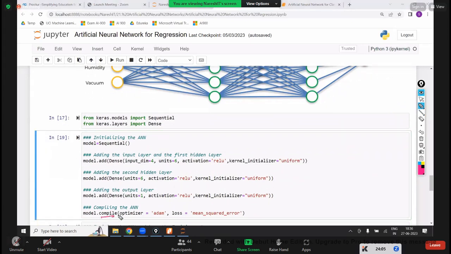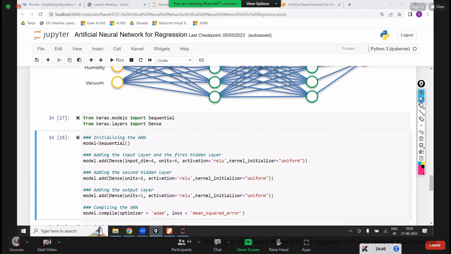Now I'm going to write the compile. Compile means what it has to calculate. It has to calculate the mean square error, every time. After calculating the mean square error, it has to gradually reduce. The error percentage should gradually be reduced. That is gradient descent, which we are going to see. So my ultimate loss is mean square error. And now I'm going to fit on the X-train, Y-train.